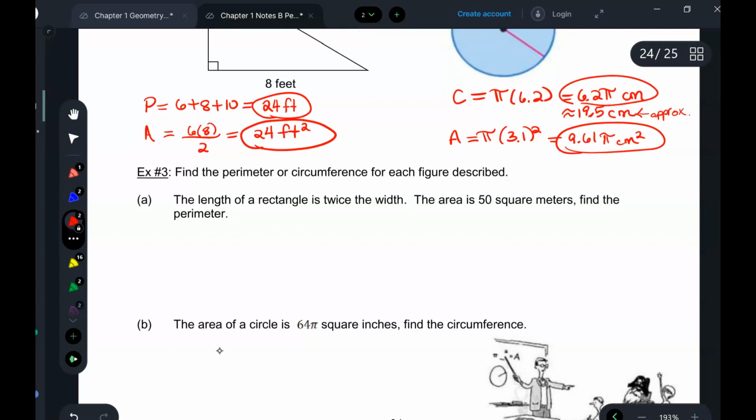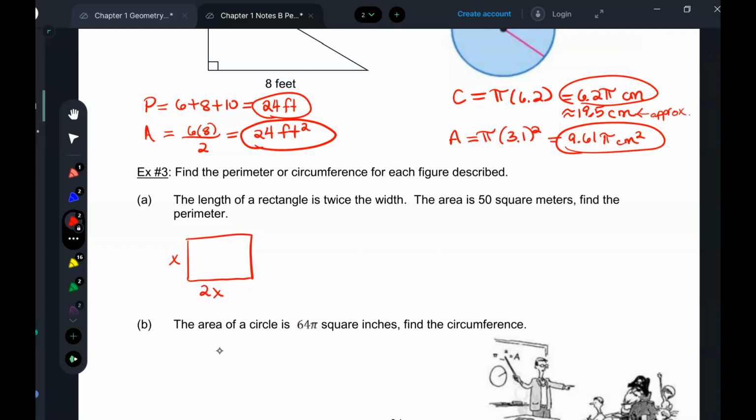Okay, last two. The length of a rectangle is twice the width. Okay, let's draw a picture. If I want to make the length twice the width, so let's say I make the width x, what would I make this side? The length. What's it say? Twice, or 2x. 2x. Does that make sense? So this is the width, and the length is twice that.